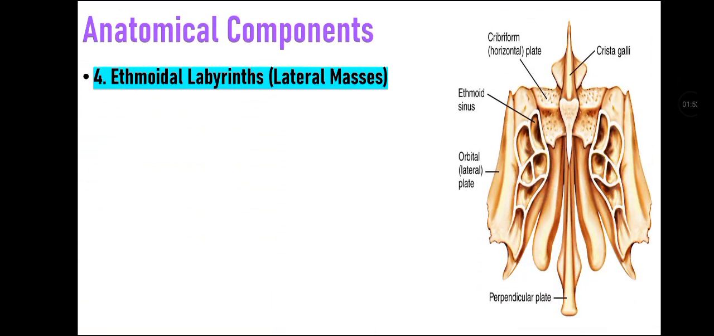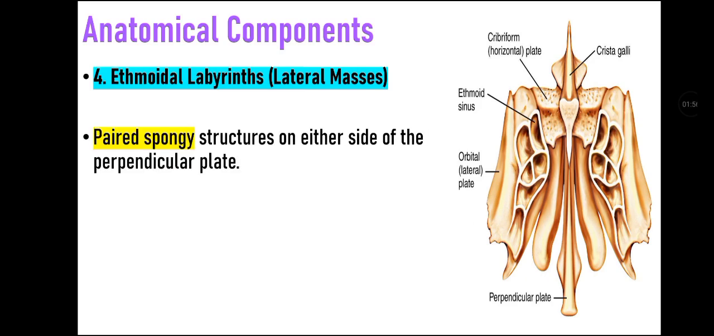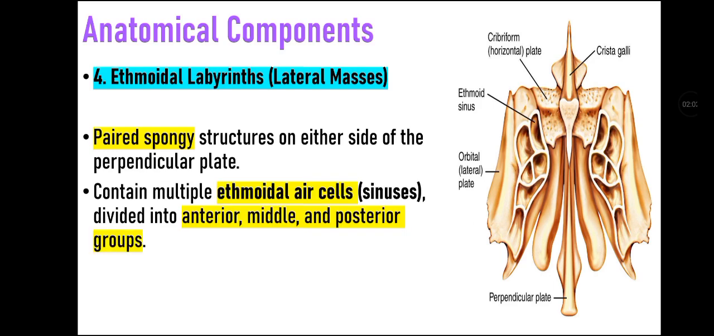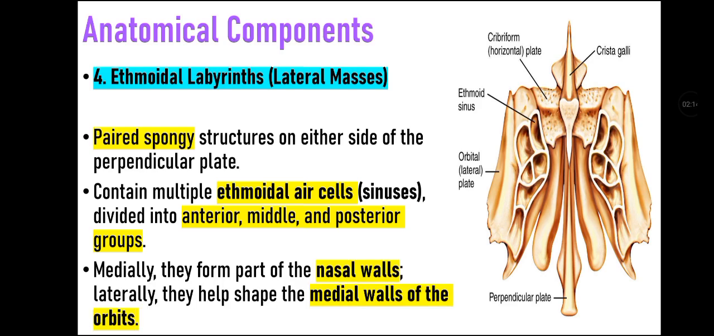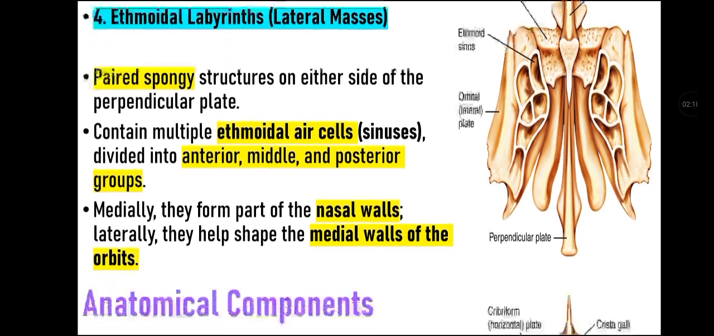Next anatomical component is ethmoidal labyrinth or lateral masses. They have ethmoidal air sinuses. They are paired spongy structures on either side of the perpendicular plate. They contain multiple ethmoid air cells, that are also called ethmoidal air sinuses, that are divided into anterior ethmoidal air sinuses, middle ethmoidal air sinuses, and posterior ethmoidal air sinuses. Medially, they form part of the nasal wall. Laterally, they help shape the medial walls of the orbit.